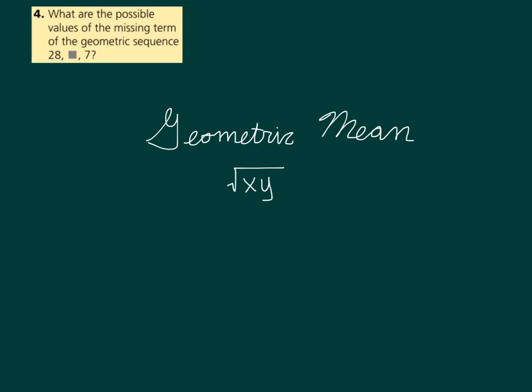So in the problem above, what is the geometric mean of 28 and 7? It is going to be the square root of 28 times 7, which is what? 14. But the trick here is, that's the square root of 196, isn't it? Could I say that's negative 14? Yes.